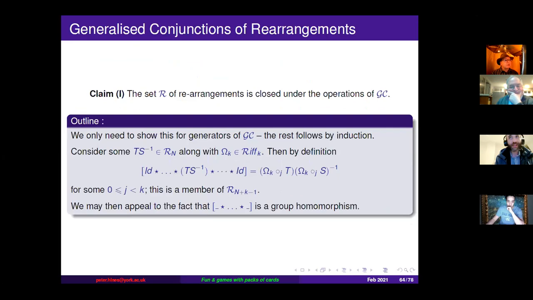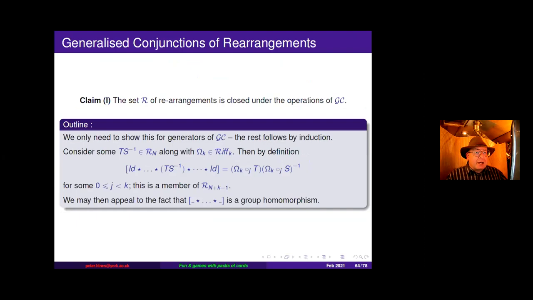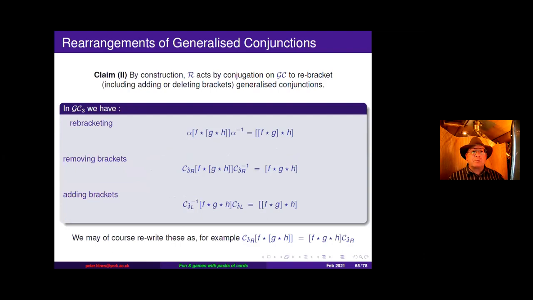And well, the set of rearrangements is going to be closed under these operations. This is almost by definition, so we can simply write down what we actually get if we apply these conjunctions to our rearrangements, and appeal to the fact that these are group homomorphisms. So it's possibly not that surprising that the set of rearrangements is closed under these group homomorphisms. And, well, again, by construction, pretty much, the rearrangements act by conjugation on these group homomorphisms to re-bracket, so including adding or deleting brackets to generalized conjunctions. And going back to our K3, well, we have alpha acting by conjugation to map a right bracketed form to a left bracketed form.